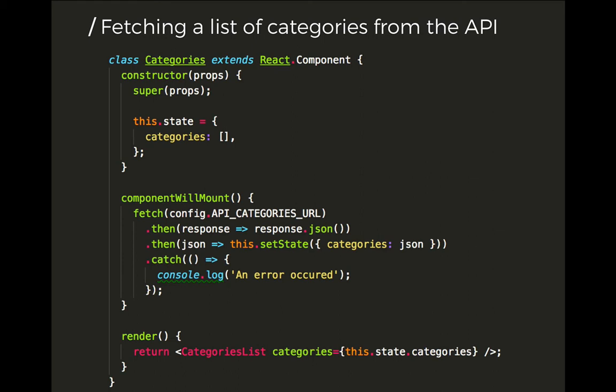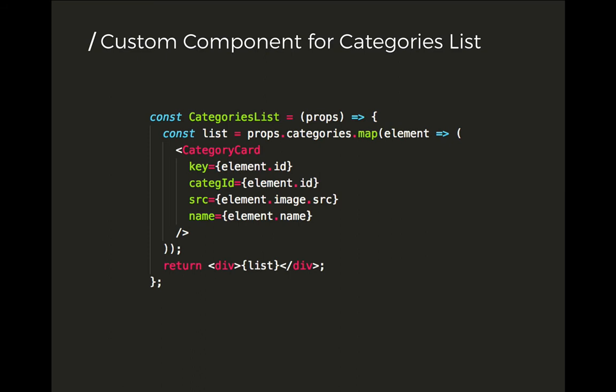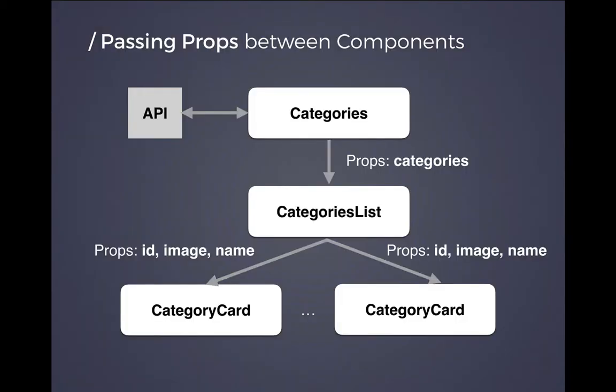In the render method, we just return another custom component called categories list that receives the categories data and looks like this. As you can see, this component iterates over the list of categories that it receives as a prop and calls another custom component called category card to render a single category element. All these components communicate by passing props between them. The main categories component calls the API and passes down a list of categories to categories list, which in turn passes the categories details to the category cards.